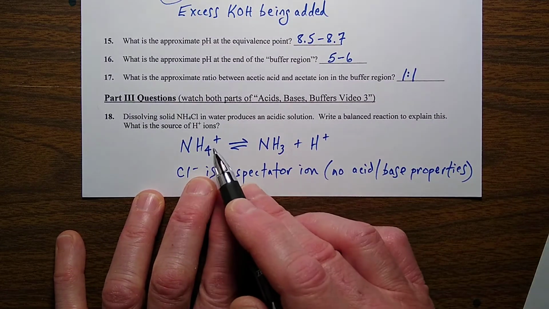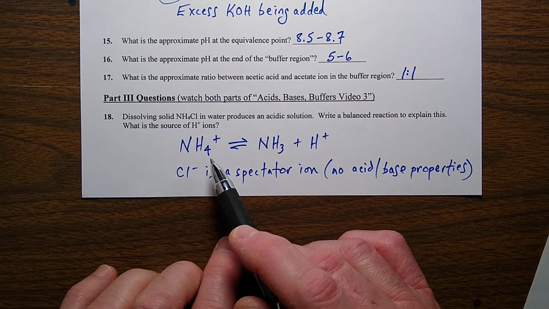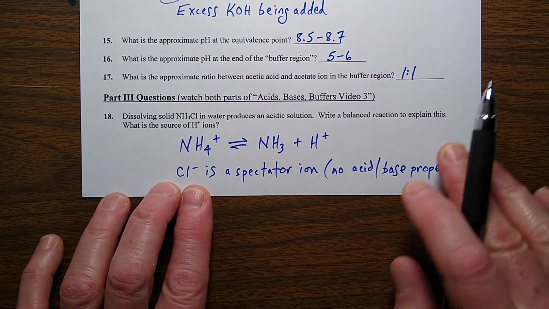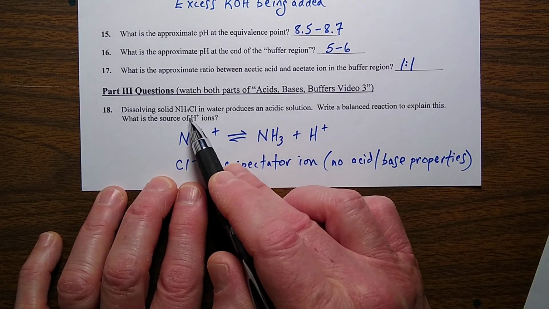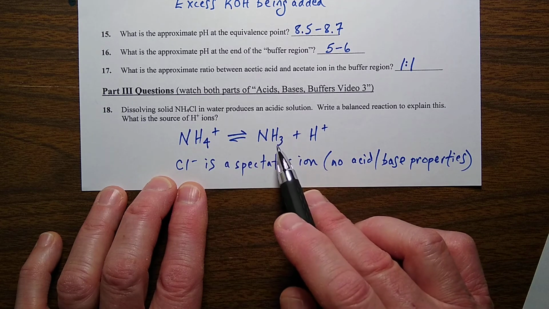In part 3, I showed a bunch of measurements of pH of different household products and chemicals and things like that. And I dissolved ammonium chloride in water. It produced a pH that was less than 7.